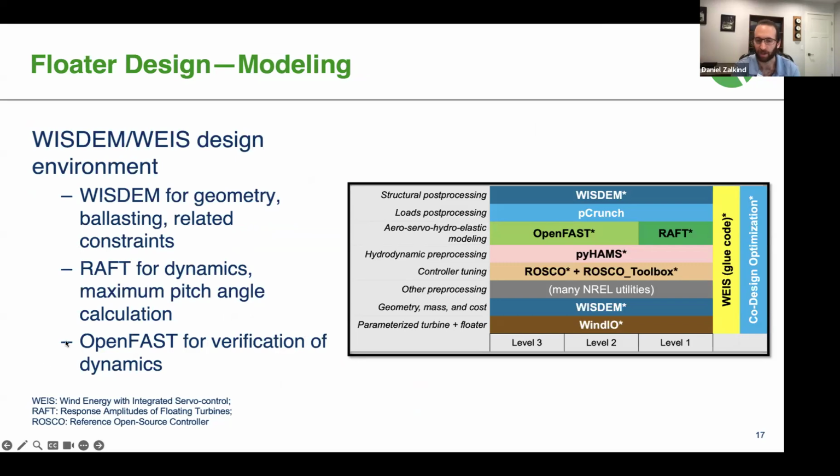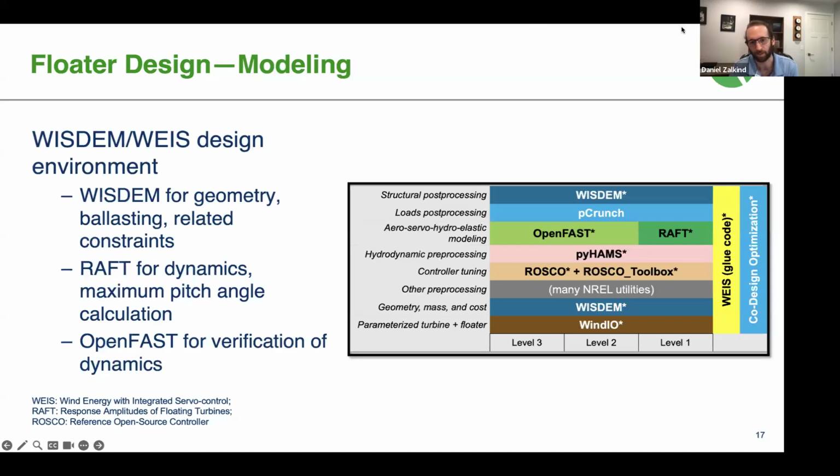Yep. Hey, everybody, I'm Dan Zalkind. I worked on the floater design and the controller design. We set out to keep the same architecture as the 15 megawatt Volturnus platform, with one main column and 3 outer columns, but we wanted to use this WISDEM design environment in order to do design optimization.